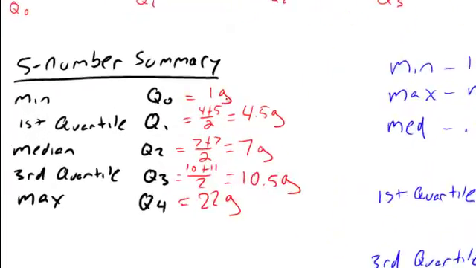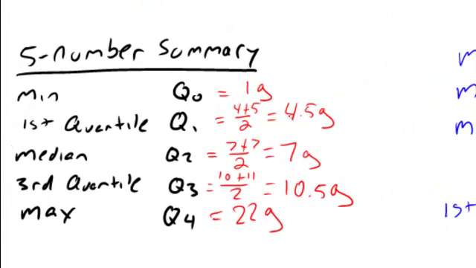Right, so here is my 5-number summary. Quartile 0 is 1 gram, my minimum. First quartile is 4.5, median 7. Third quartile is 10.5, and maximum is 22. And that's how you do a 5-number summary.